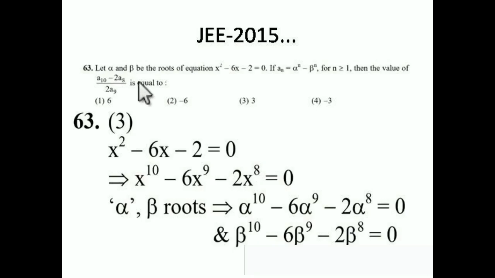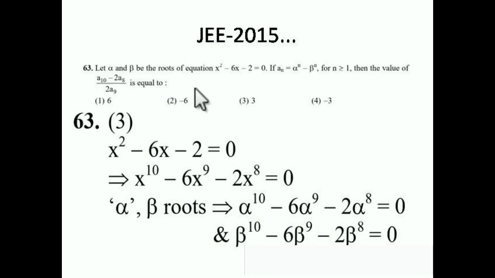Let alpha and beta be the roots of the equation x square minus 6x minus 2 is equal to 0. So alpha and beta are the roots of this equation. That means alpha and beta are going to satisfy this equation. Okay. So if an is equal to alpha raised to n minus beta raised to n for n greater than or equal to 1, then the value of a10 minus 2a8 upon 2a9 is equal to. So we have to find this value. That means a10 minus 2a8 upon 2a9.